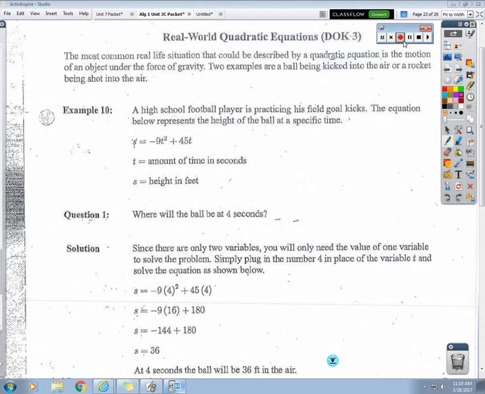A high school football player is practicing his field goal kicks. I mean, think about it. When a football player is kicking a field goal, it goes up in the air and then it comes back down, so it forms a parabola.